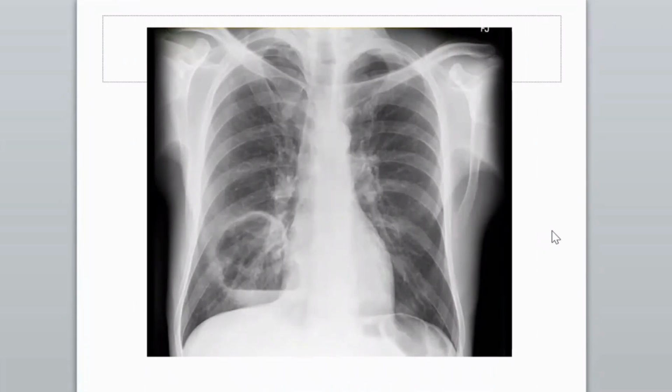Any ideas on this one? This is a bit trickier. I hope you can all see the abnormality. Is it an abscess? Yeah, excellent, well done. So this is a lung abscess which can develop. It's an abscess in the lung. There's a fluid level there, which gives you the clue as well.